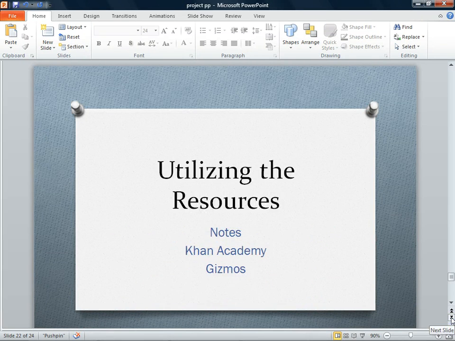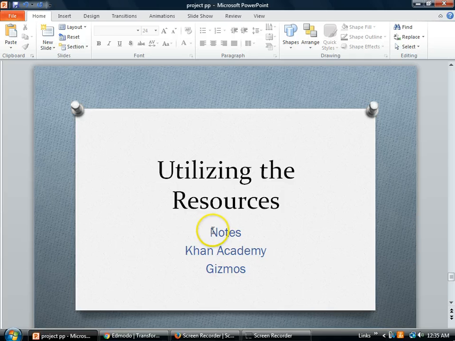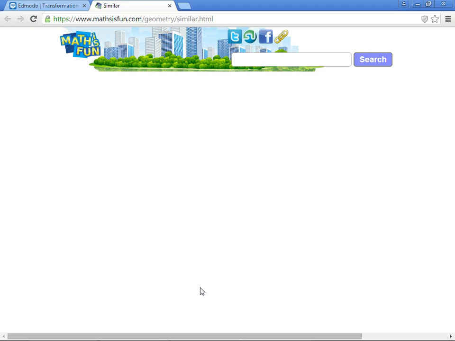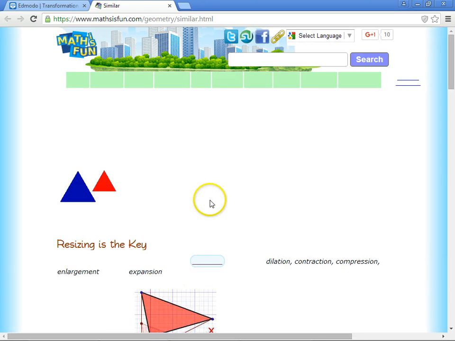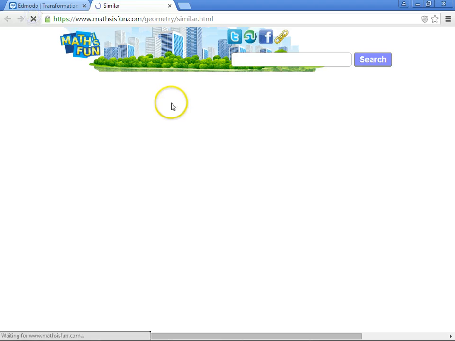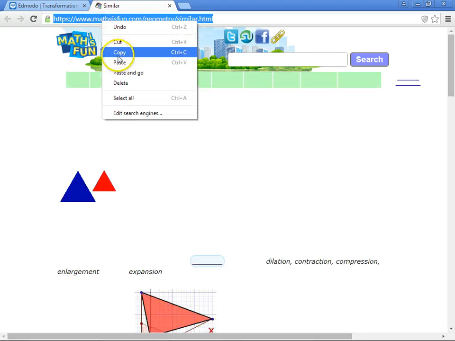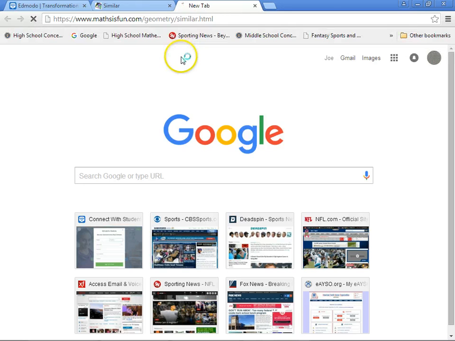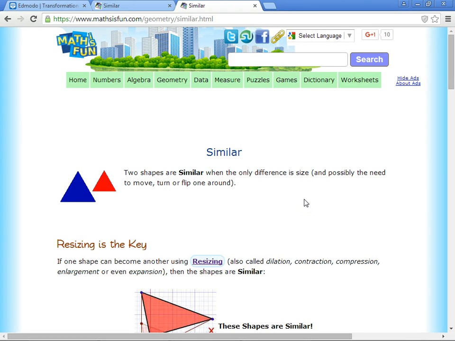Our first resource here are our notes from Math is Fun, and if that opens up for us, we will get right into it. Is it opening up for us? Let's try to open it up in a separate one. There we go. Similar shapes.